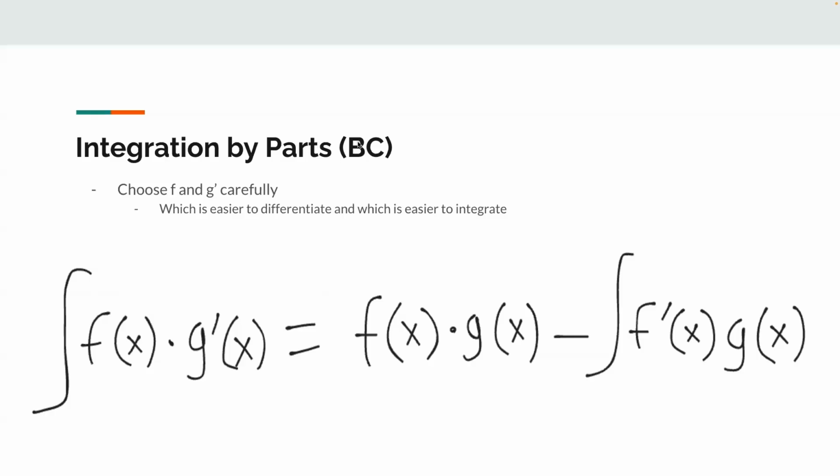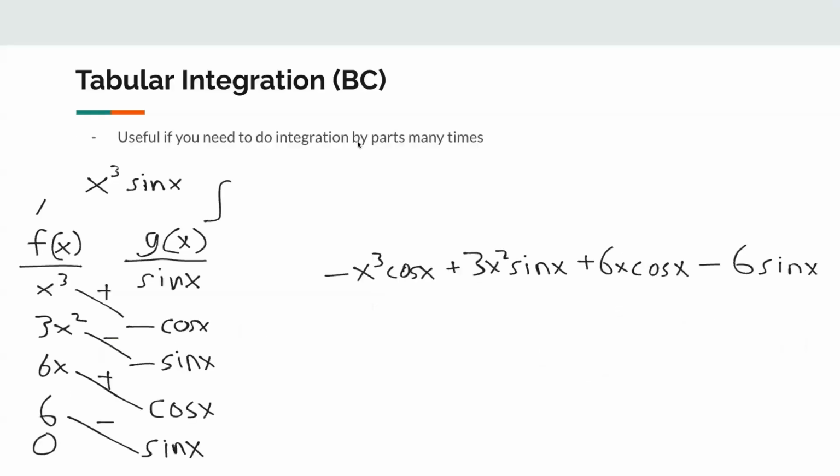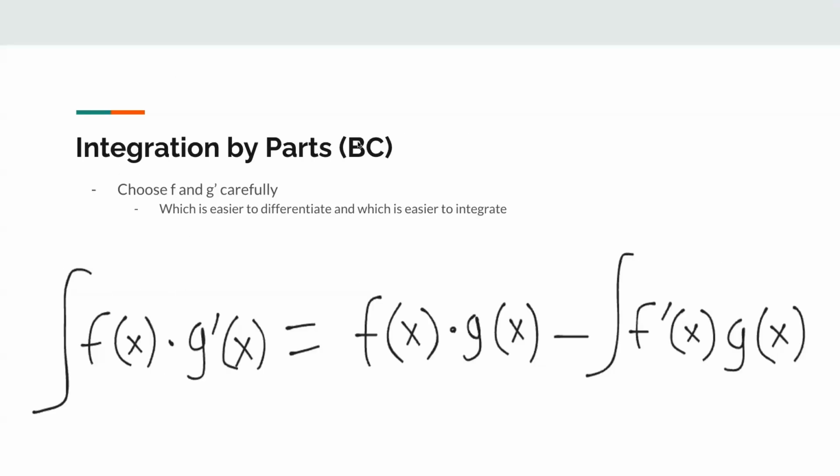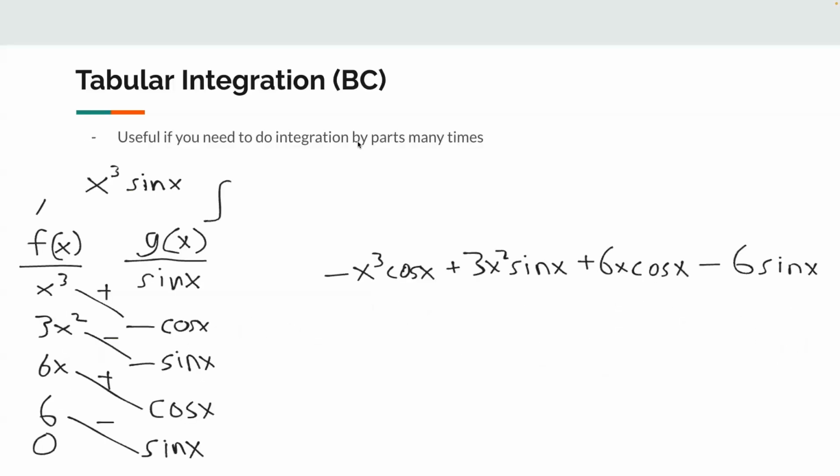Determine which one's easier to differentiate and which one's easier to integrate, and choose them accordingly. Let's say a function is easier to differentiate, then we'll probably want to have that be f of x. But if a function is easier to integrate, we'll want that to be g of x. And a quicker way to do integration by parts is through tabular integration.